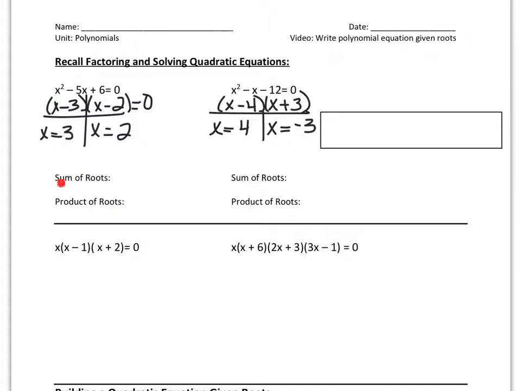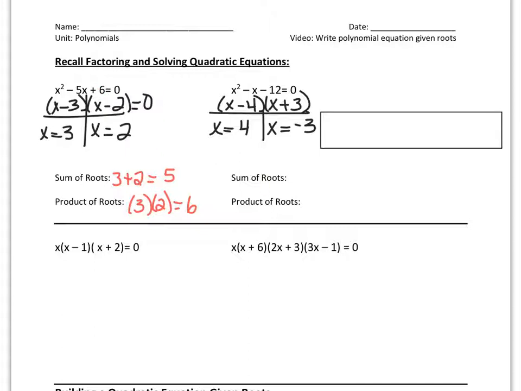So if I were given just the roots, I could add them and find their sum. I could also multiply them and find their product. So if you notice, when I look here, the sum of the roots 5 is opposite the middle term. The product of the roots 6 is equal to the last term.